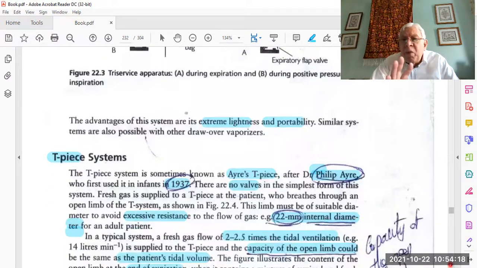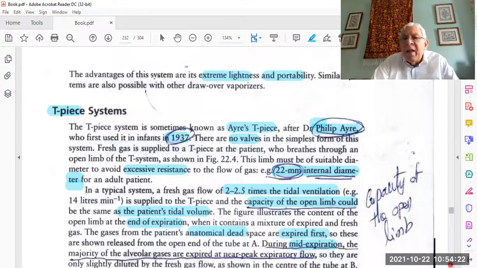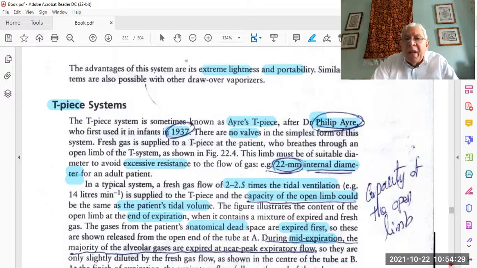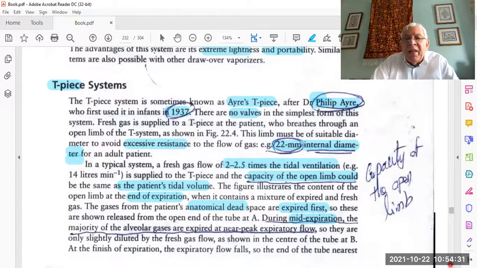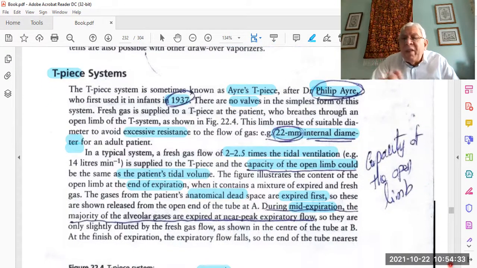The third system we will discuss now is the T-piece system. This T-piece was created by Philip Ayre in 1937. It doesn't have valves. Of course, the internal diameter of the tubing system, as we all know, most of the anesthetic systems are made of around 22 millimeter diameter.